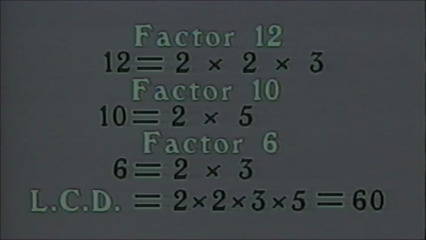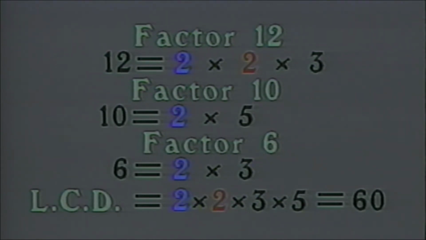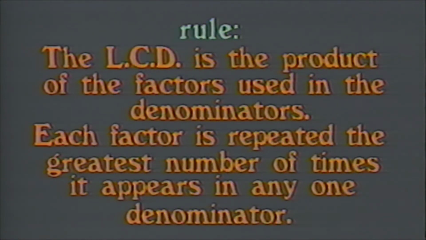Wait, I understand why there are factors of 2 and 3 and 5. But why do you need to repeat the factor 2? That's because the factor 2 appeared twice in the denominator 12. The rule is the LCD is the product of all the factors involved in the individual denominators. Each factor is repeated the greatest number of times it appears in any one denominator.